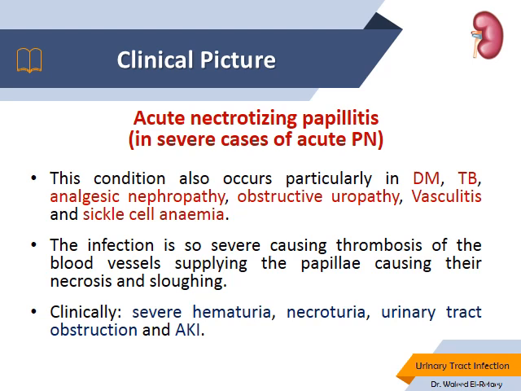As for the mechanism of necrotizing papillitis in these diseases, including acute pyelonephritis, the infection, if it is severe, will cause thrombosis of the blood vessels supplying the papillae, causing their necrosis and sloughing. The necrosis and sloughing of renal papillae will lead to severe hematuria, and this sloughed soft tissue will appear in the urine analysis as necroturia, and these fleshy masses will obstruct the urinary tract, and lastly cause acute kidney injury.